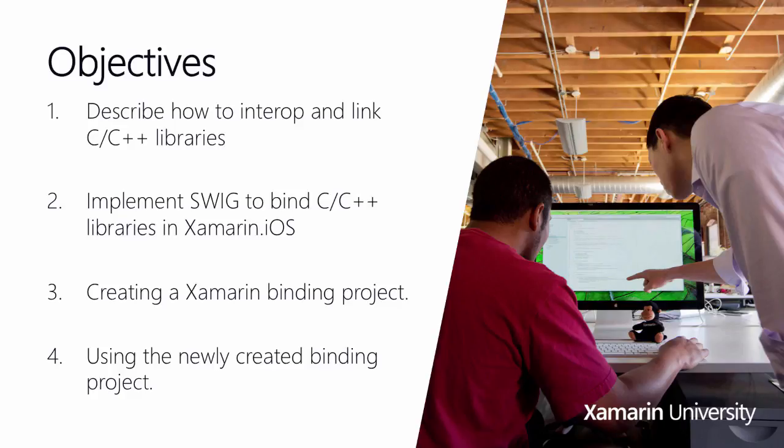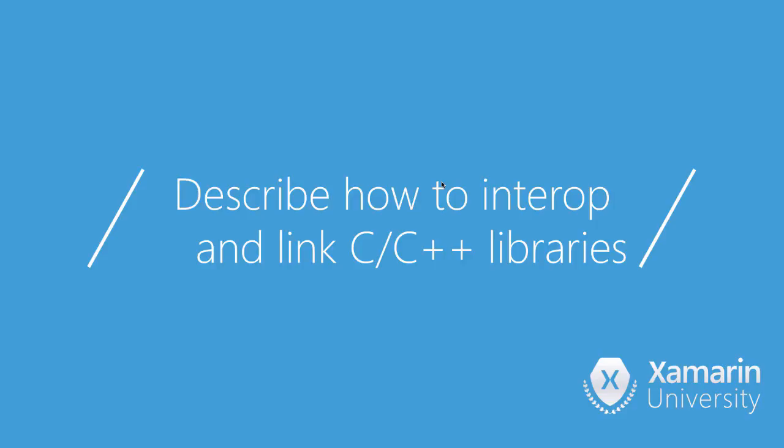First, we need to cover a bit of theory. We will start by looking at the how of interop and linking C or C++ libraries. Then we'll look at a framework called Swig. Swig will allow us to automate the library wrapper creation process. Once we have our wrappers in place, we'll then look at creating a Xamarin.iOS binding library based on our C or C++ library. Finally, we'll use this C# library in an iOS application. Let's start by looking at a bit of theory around interop and linking C or C++ libraries.